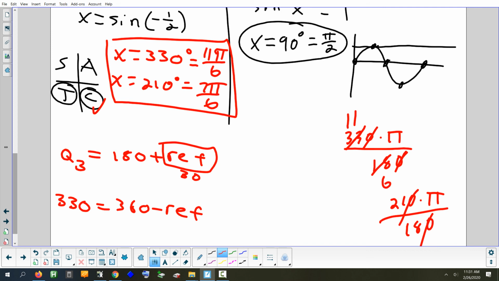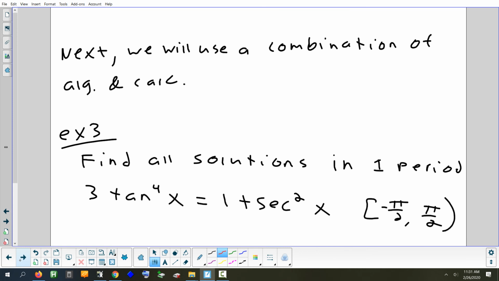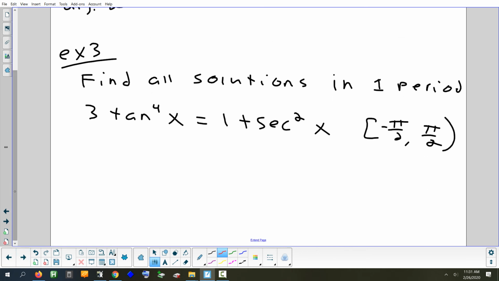Okay, so let's try this one. Example 3. Now, I'm just going to note real quick what they're saying here. For whatever reason, they only want answers between negative 90 and 90. We're going to do it in degrees.